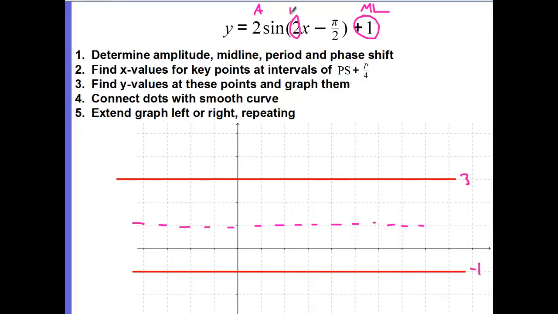Period, there's the b. We know the sine function normally has a period of 2 pi, but we've got to modify that because the b changes the period. So it's going to be 2 pi divided by 2. Period is going to be pi radians. That's very important.